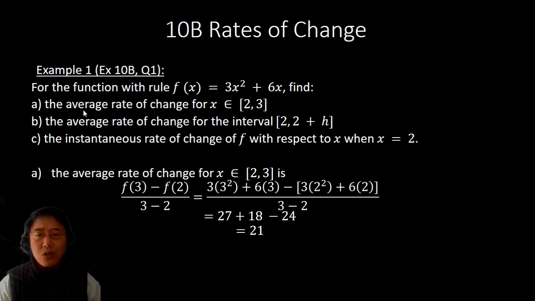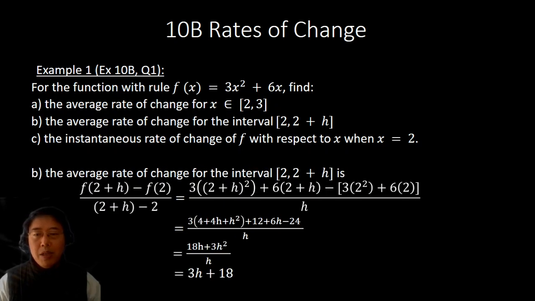Okay. So with part A, we just substitute x equals 2, x equals 3, and we get that value. With part B, the first point is x equals 2, the second point is x equals 2 plus h. So your expression will eventually be in terms of h. You substitute that, make sure you do your order of operations correctly, expand the brackets, regroup the like terms. The fraction simplifies nicely and you get 3h plus 18.